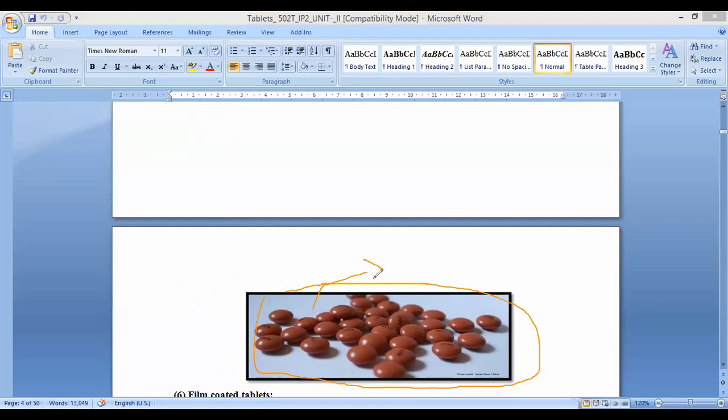Normally you will find ibuprofen tablets are sugar coated, which we get in PHC, that is primary health center. So these are the sugar coated tablets which have a very good shine on them. They are highly polished. They have an elegant look. Now coming towards the next type of tablet.